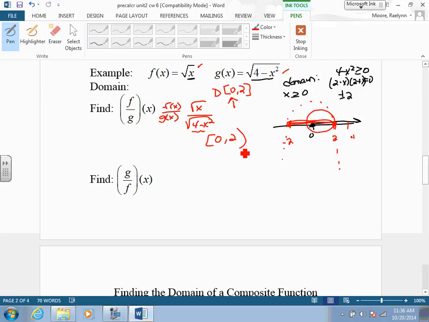See how that changed? We added one more restriction. We said, whoops, it cannot be equal to 0. So that affected this quadratic, which was my 2 and negative 2, right? Now they have to be open circles.